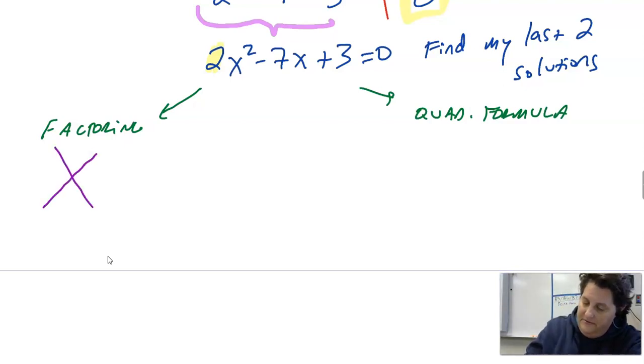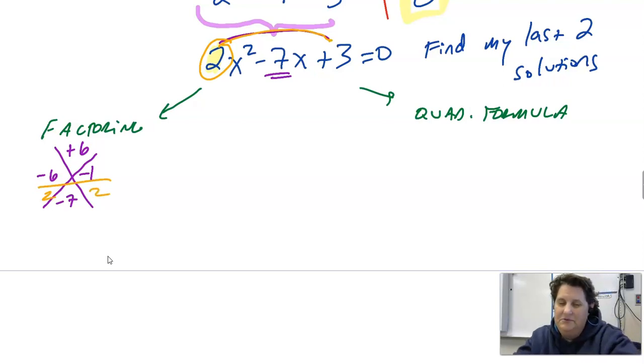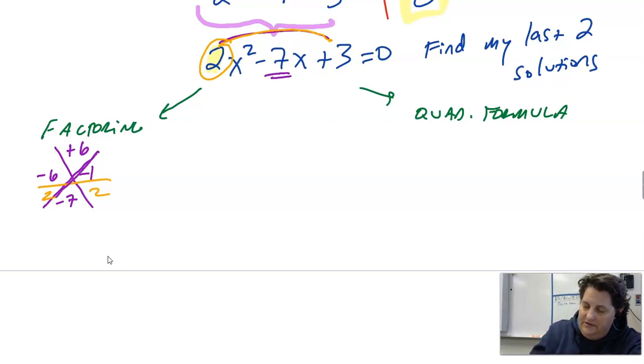I go like this. 2 times 3 is 6, and on the bottom I'm going to put -7, and I'm going to say what multiplies to make 6 and adds to make -7: 6 and 1, it's minus, minus. But I have to remember that because I had a leading coefficient that I multiplied in, I need to divide it out. Sometimes we call these star problems, because instead of an X, it makes a star in there.